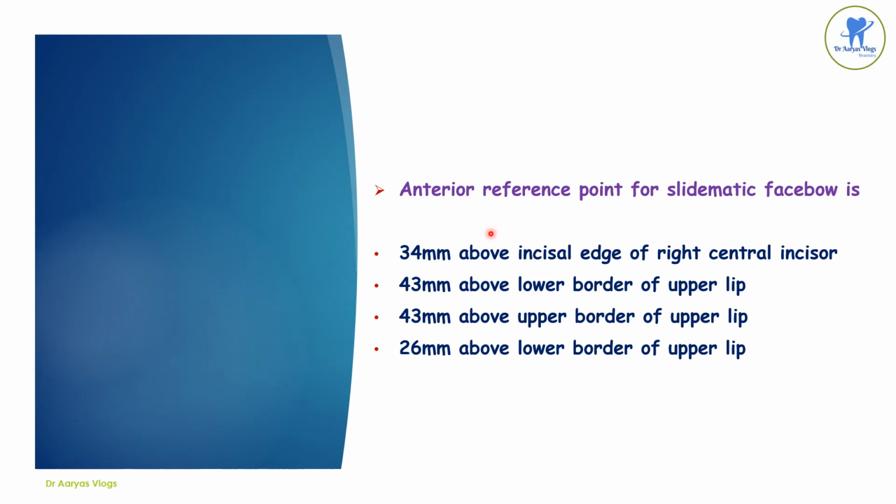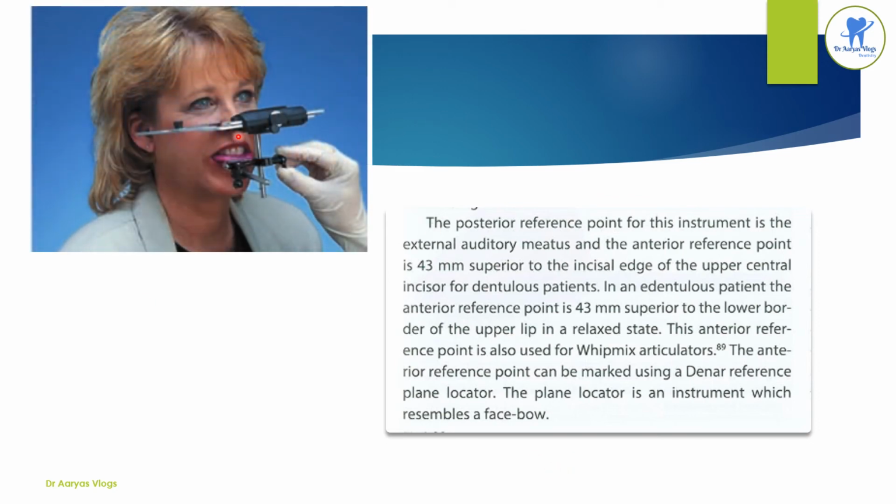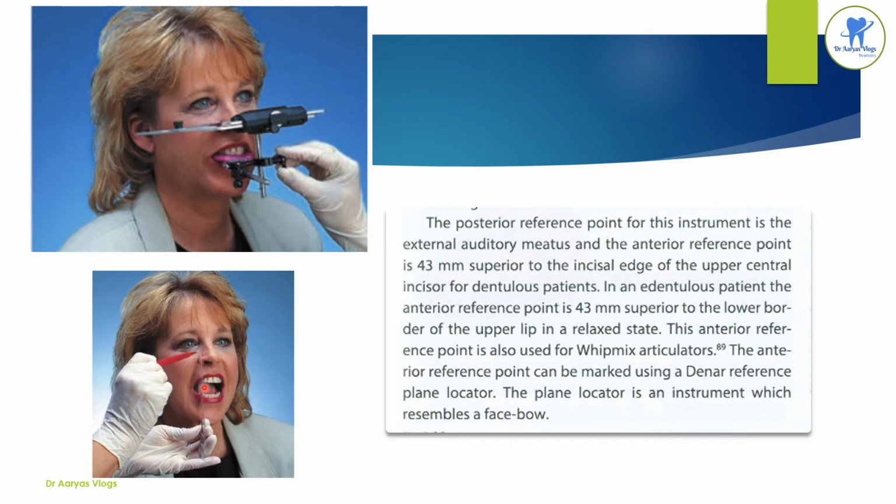Coming to the next question: the anterior reference point for the Slidematic face bow is 34 mm above the incisal edge of the right central incisor, 43 mm above the lower border of the upper lip, 43 mm above the upper border of the upper lip, or 26 mm above the lower border of the upper lip. Which one is the answer? As we already said, the posterior reference point is the external auditory meatus and the anterior reference point is 43 mm superior to the incisal edge of the upper central incisor for dentulous patients, and for edentulous patients it is 43 mm superior to the lower border of the upper lip in a relaxed state. This is the Dinar reference plane locator which locates the anterior reference point.